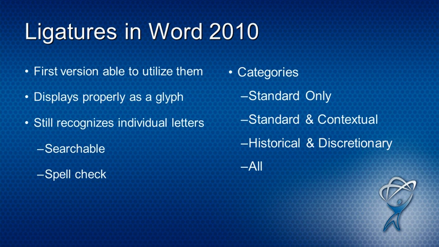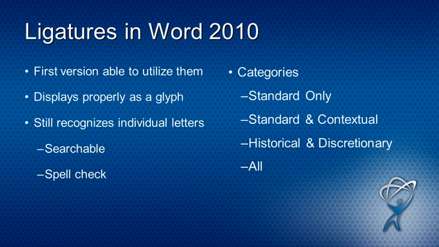Historical and discretionary has historical forms that were once standard but are no longer commonly used and can be used for a period effect or a historical effect. Discretionary are those that the font designer included for specific purposes. We'd probably apply these only to parts of a document, not to the entire document. And then, of course, all are all combinations available for the font that can be applied to the text. So I think that's enough background for now.